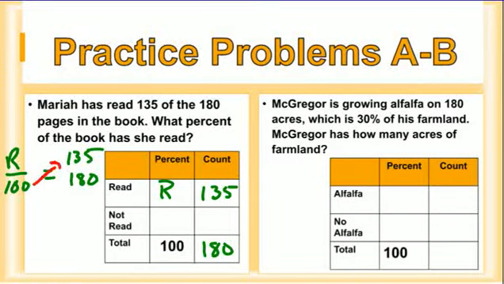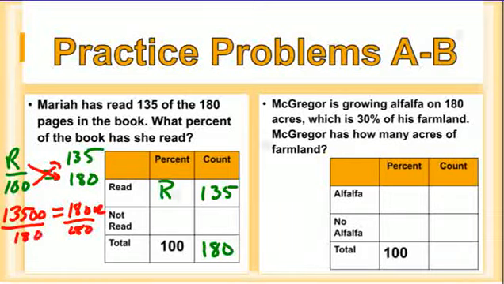But let's just do the cross multiplication this time. So I cross multiply that 135 times 100 gives us 13,500. Cross multiply the other direction, you get 180R. If I divide by 180 on both sides, you end up with an answer of R equaling 75. So she would have, what percent? That would have been 75% of the book.